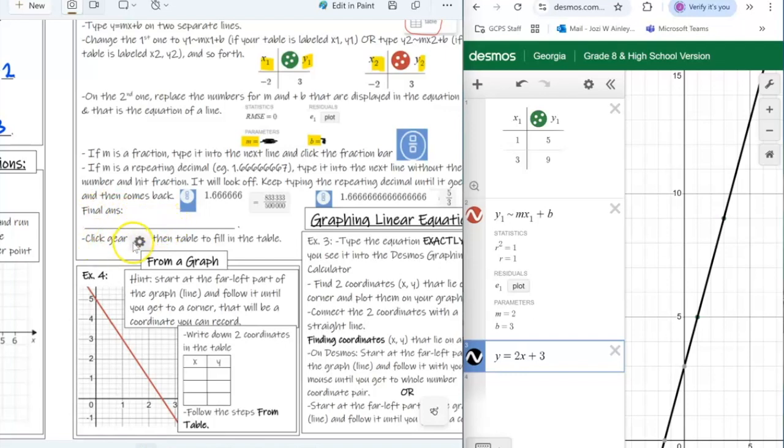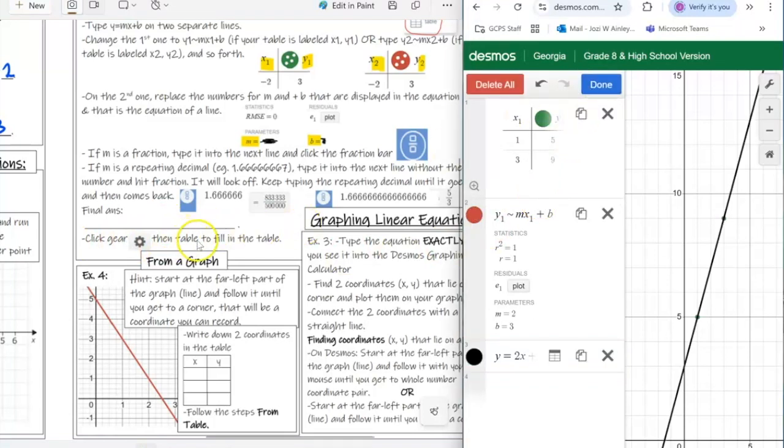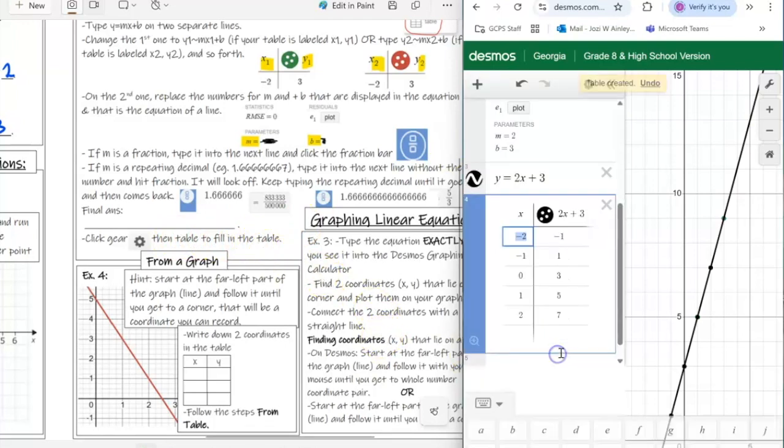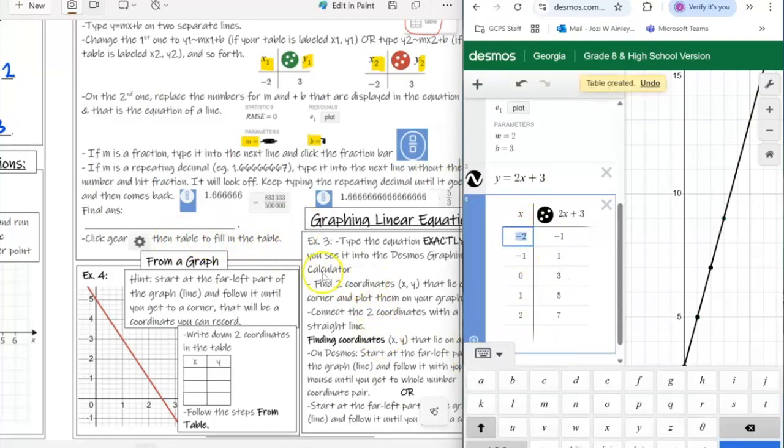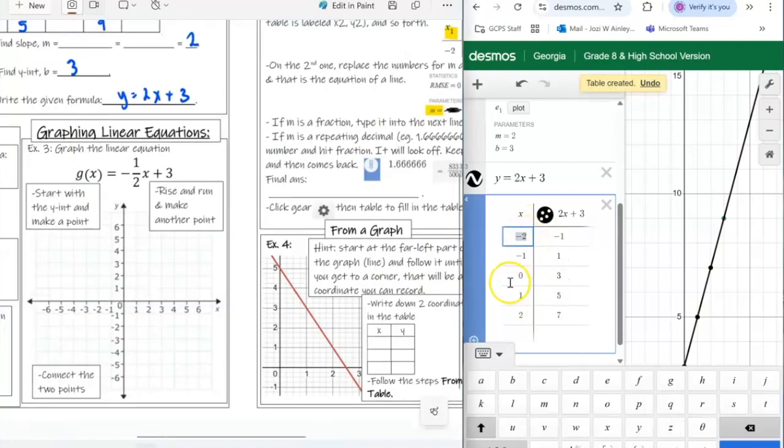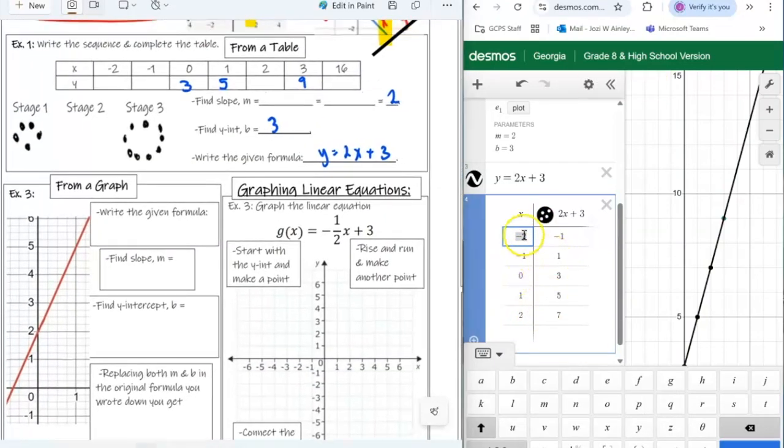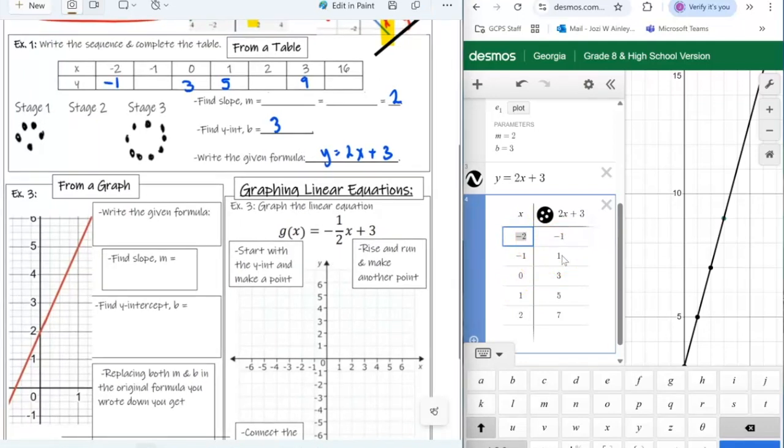All right, click gear, which is settings. So this is this one right here. I'm going to click that. And then you're going to click table to fill in the table. So I'm going to click this table right here, and it's going to give me values. Now, the values that it's given me may not necessarily be what I'm looking for. So I can see -2 is -1, so I'm going to fill that out. I can see -1 is 1. And again, we're just going to confirm 0 is 3, 1 is 5, 2 is 7.